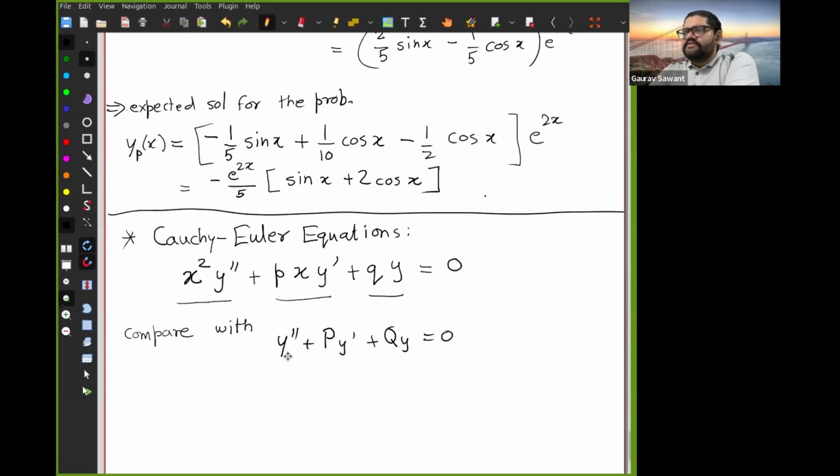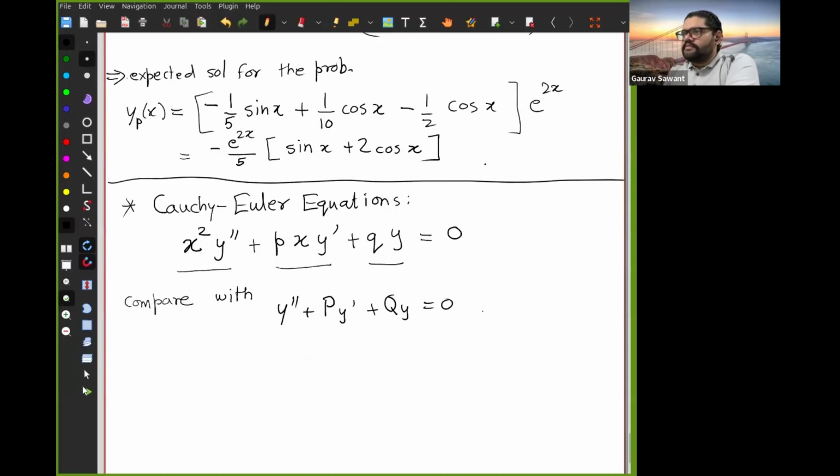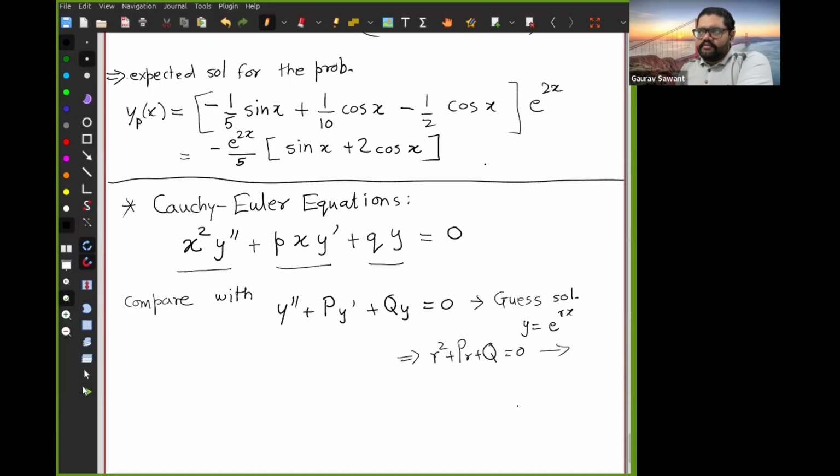Okay. So here the guess solution is y is equal to some e power rx, which gave us the auxiliary polynomial r square plus pr plus q equal to 0, and which we solved. And then the solutions gave us y homogeneous equal to c1 e power r1x plus c2 e power r2x, right?